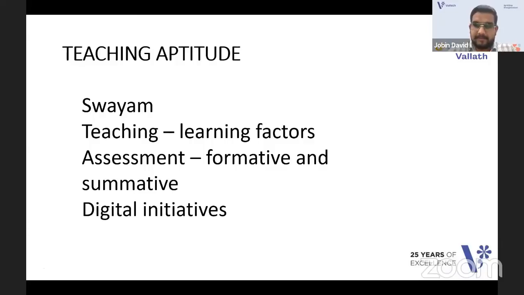And assessments: every time we discuss assessment, formative and summative, we also discuss digital initiatives in the class, including the current updates of digital initiatives in the teaching aptitude part. Formative and summative assessment is a short topic we said would come. So that was there, Swayam was there, and all that was in the teaching aptitude part.